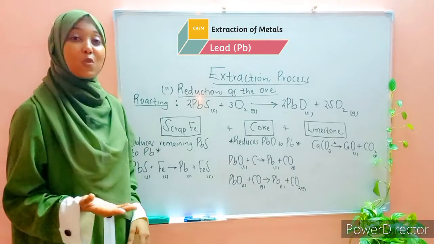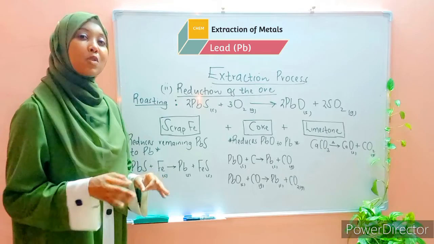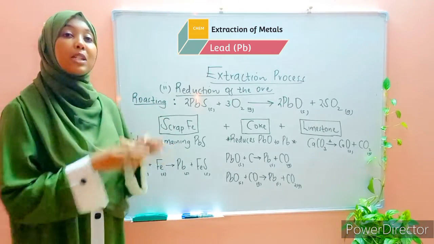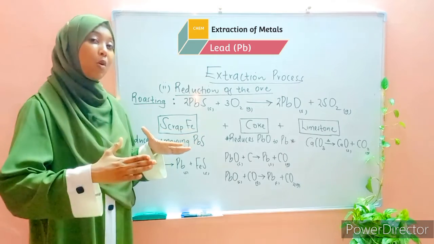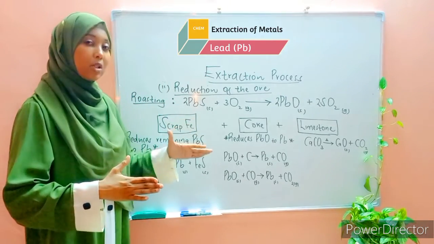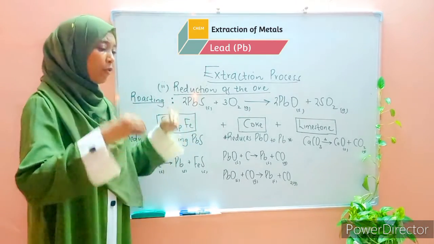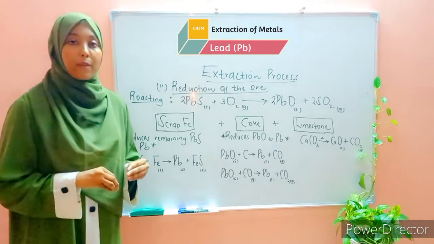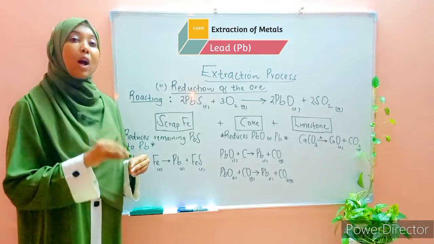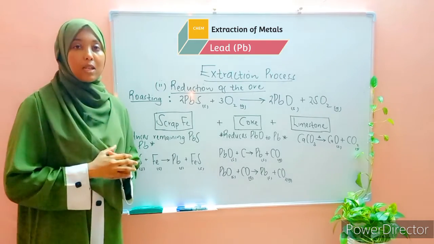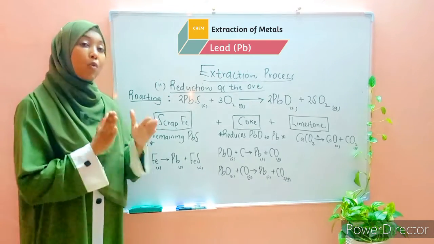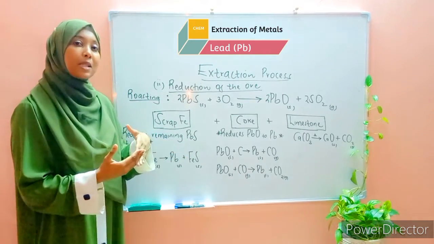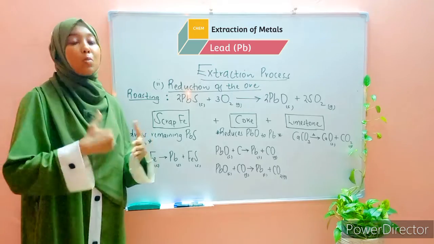Now on to the last one, which is limestone. So limestone is simply calcium carbonate. On heating, calcium carbonate decomposes to form calcium oxide and carbon 4 oxide. Now what is required from this is actually the calcium oxide. Now let me tell you why. A lot of the ores tend to have silica as one of the impurities. Silica is simply silicon 4 oxide. So in order to get rid of the silica, what happens is that calcium oxide needs to be present.